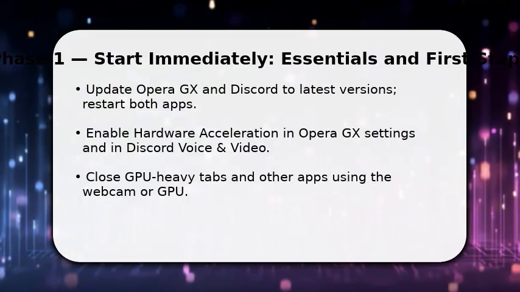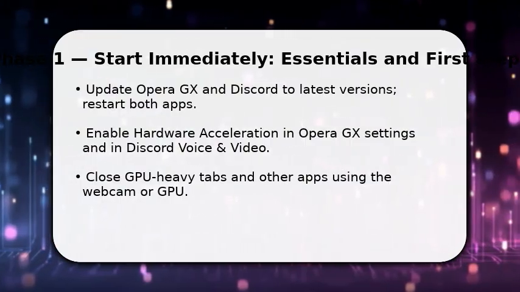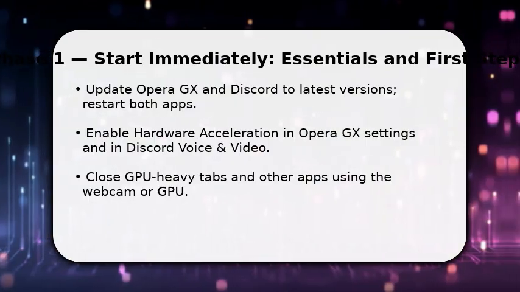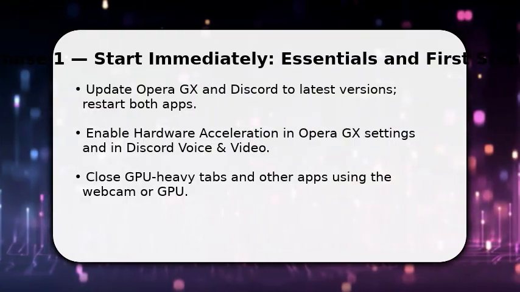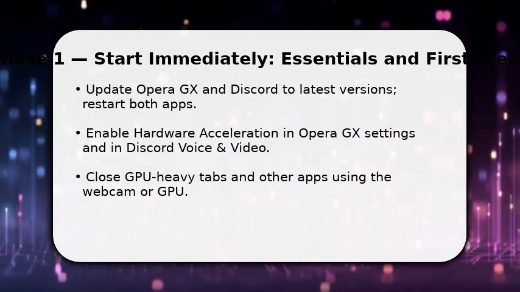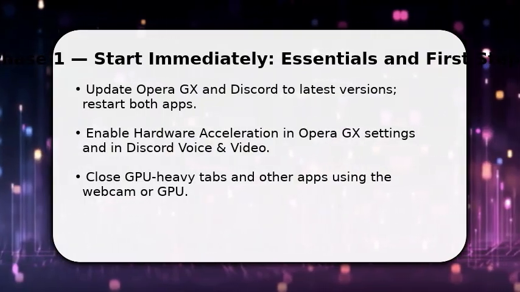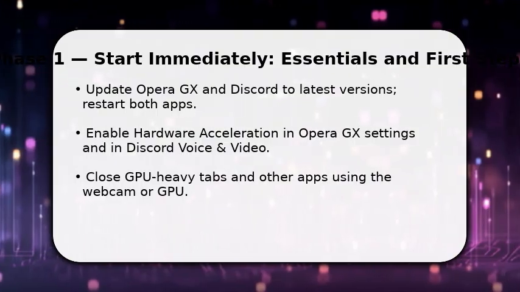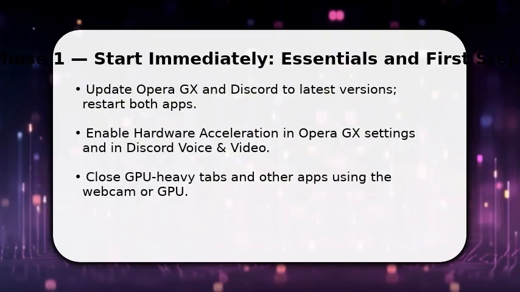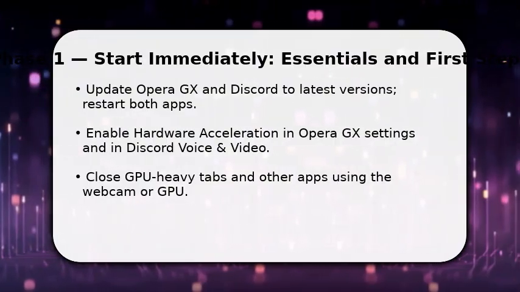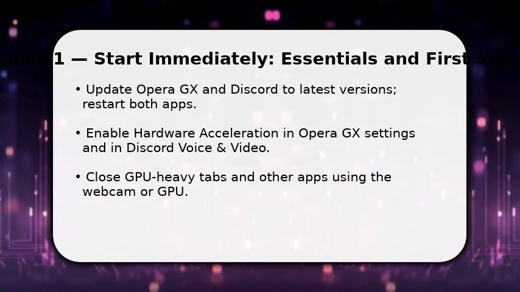You start by updating and restarting both Opera GX and Discord. This prevents version conflicts. Next, enable hardware acceleration in Opera GX, then toggle the same in Discord's voice and video settings so they use consistent GPU paths. Once done, close GPU-heavy tabs and programs that lock video resources because a competing process can produce a black screen. Finally, reopen only the window you want to share. This reduces resource contention and prepares the app chain for a clean stream.